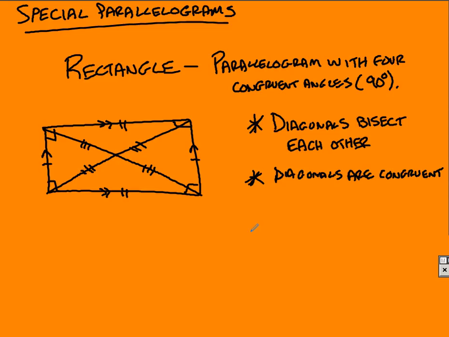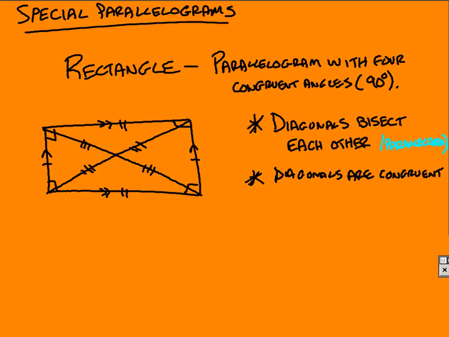All four angles must be 90 degrees. And the thing that we're going to find out, diagonals bisect each other. Well, we've known that already, because that's what happens in a parallelogram to begin with. So that's nothing new. However, we also know in a rectangle, diagonals will be congruent. So all four little pieces are equal because the big long diagonals are all the exact same length.